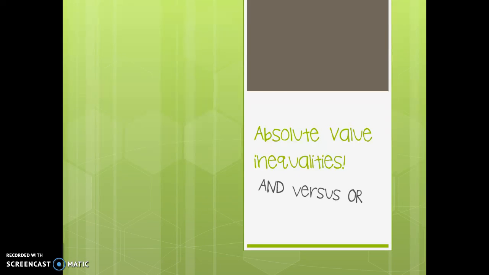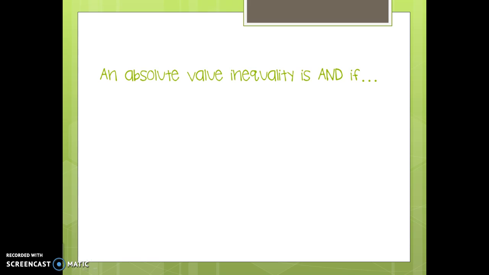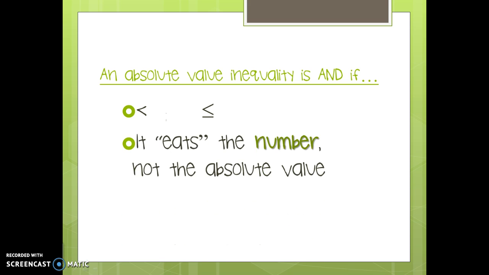Absolute value inequalities, and versus or. An absolute value inequality is "and" if your inequality symbols are facing in this direction. They're pointing at the absolute value. But an easier way to think of it is that the inequality symbol eats the number, not the absolute value, as in this case, where the inequality is eating the 2.